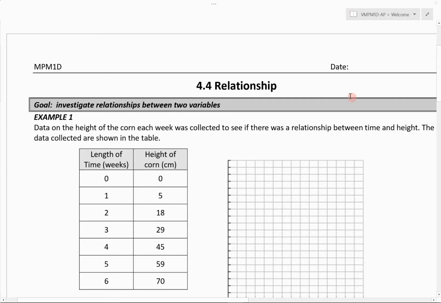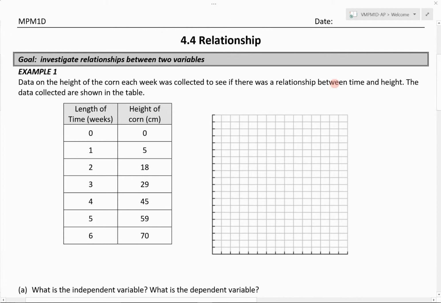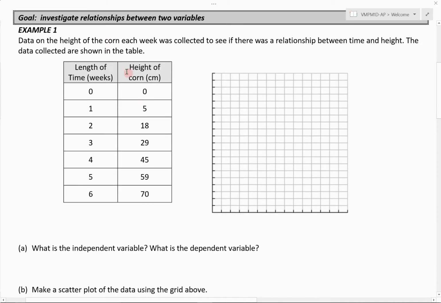4.4 Relationships. Okay, example number one. Data on the height of the corn each week was collected to see if there was a relationship between time and height. The data collected are shown in the table. So here in the table I have length of time in weeks and the height of the corn after each of these weeks. Okay, so part A asks us what is the independent variable and what is the dependent variable.